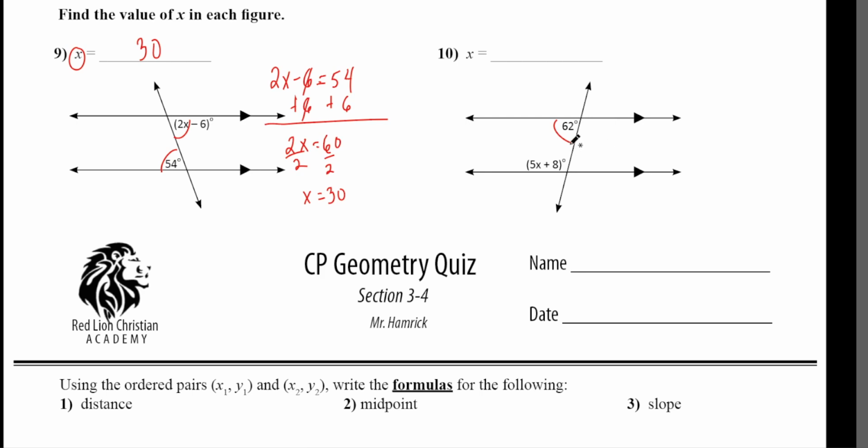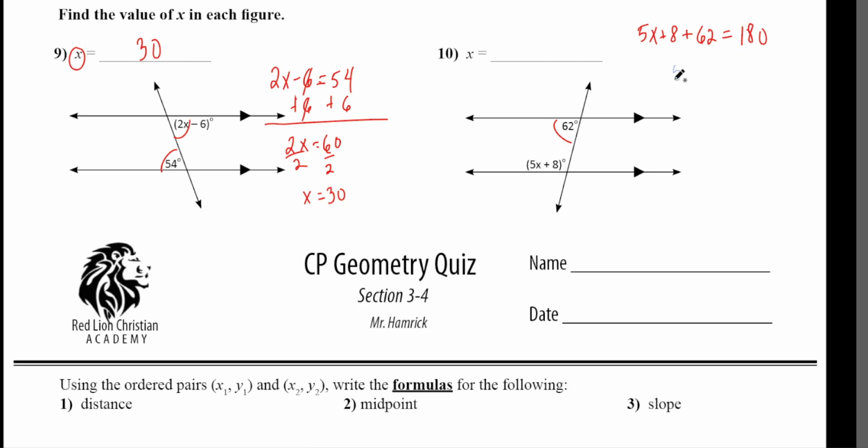So watch what I'm going to do. Everybody watching? I'm going to take these two. I'll take the 5x plus 8 first, and I'm going to add the 62 and set it equal to 180. See, these two add up. Everybody got it? I'm not just trying to find that missing angle. If I was, I would have gone 180 minus 62, all right? But I don't know what this angle is, and I got to solve for x. So this angle plus this angle equals 180, all right?